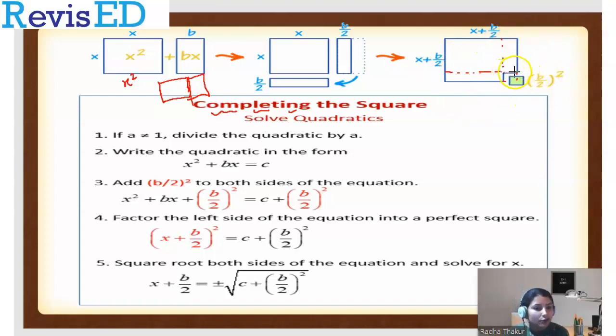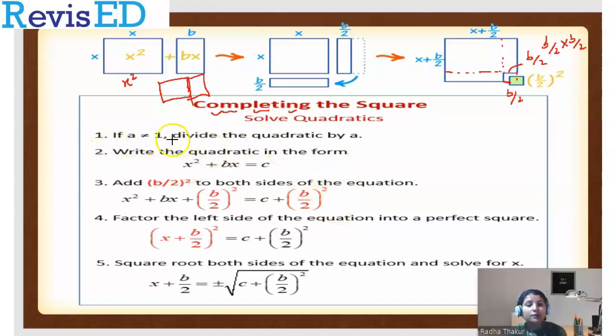For this, what are its length and breadth? Its length is b by 2, and its breadth is also b by 2. So the area of this small square is side multiplied by side, b by 2 multiplied by b by 2, that is (b/2) whole square. So when you add this, it becomes a complete square. We use this method to solve a quadratic equation. So look at this example.